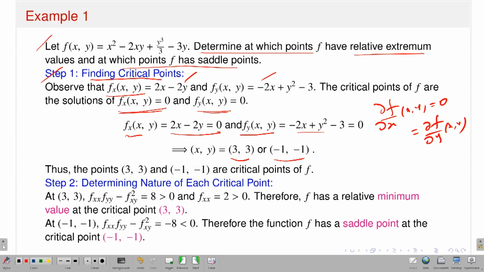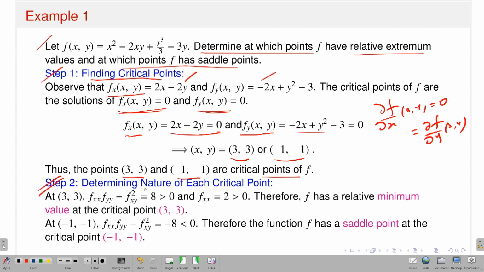Two equations, because I have only two partial derivatives, as I am having a function from R2 to R. If you perform del f del x and del f del y, del f del x equal to 0 will give you one equation, and del f del y equal to 0 will give you one equation. You solve them, get the solutions, and these are the critical points. Then you have to calculate the Hessian matrix and see its nature. Therefore, I have concluded that the points (3, 3) and (-1, -1) are the critical points of f.